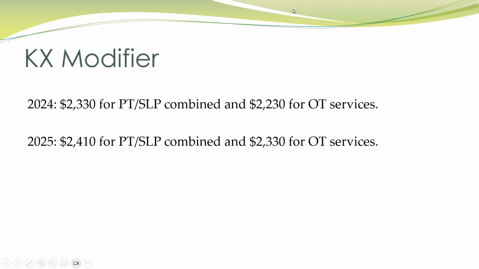Just the KX modifier briefly. So now it's going to be $2,410 for PT and SLP combined, $2,330 for OT alone. And one of the important things to remember with the KX modifier is that it's not the therapy you have provided for the patient. It's the amount of therapy the patient has used altogether over that year. And of course, it only applies to Medicare Part B. So if the patient's in Advantage or doesn't have Medicare, then it doesn't really matter. But for Part B, the KX modifier matters.